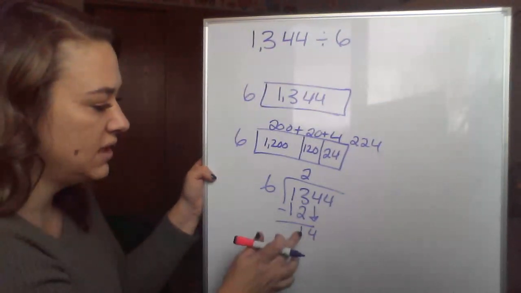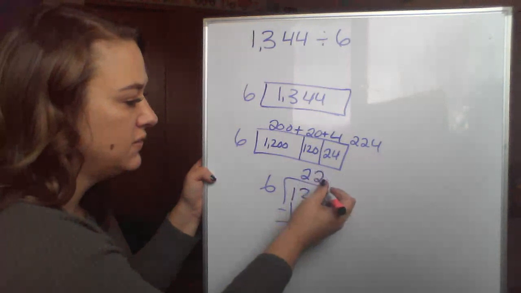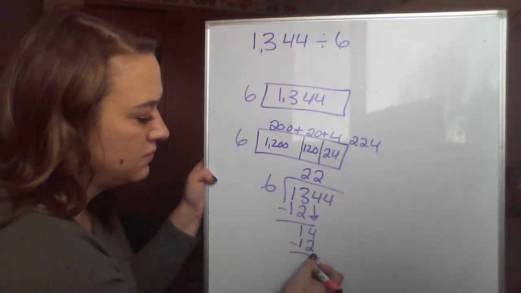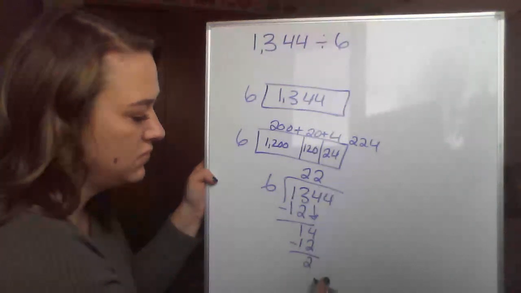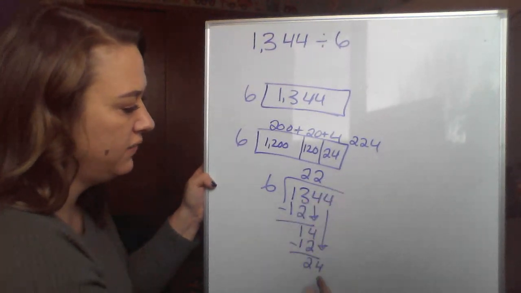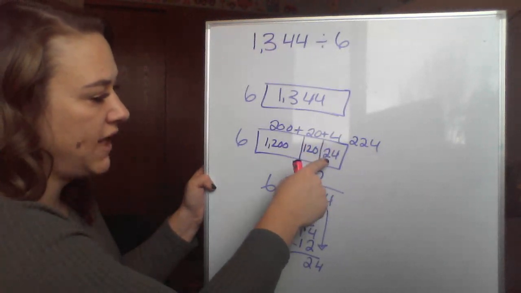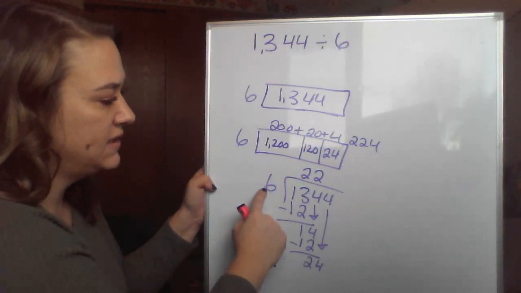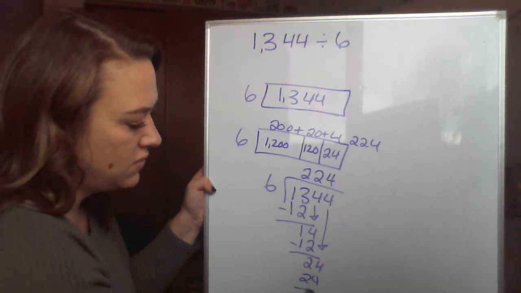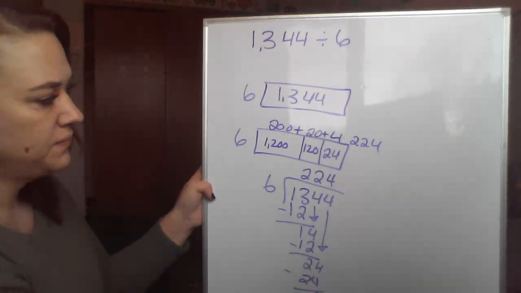Again, 6 times 2 is 12, which is really close to 14 without going over. Subtract. 4 minus 2 is 2. Bring down my 4. There's that 24 that I portioned off. And we know that I can divide 24 by 6 is 4. So I don't have that remainder.